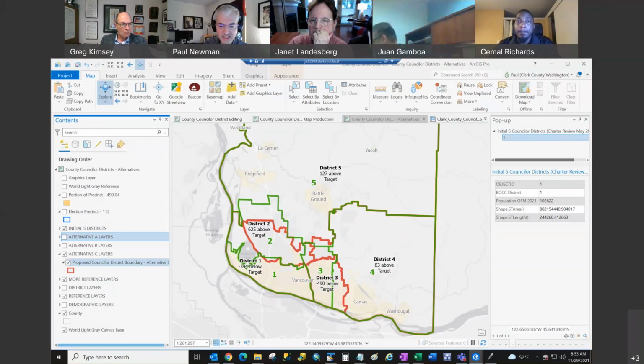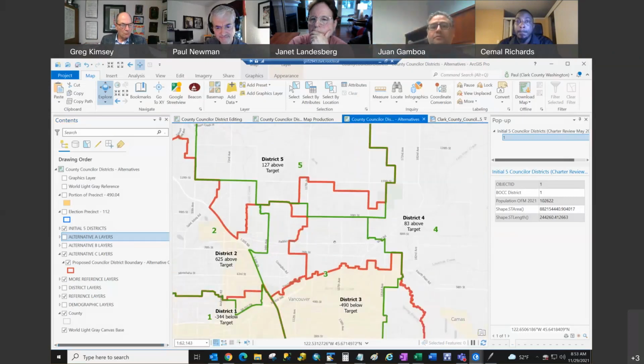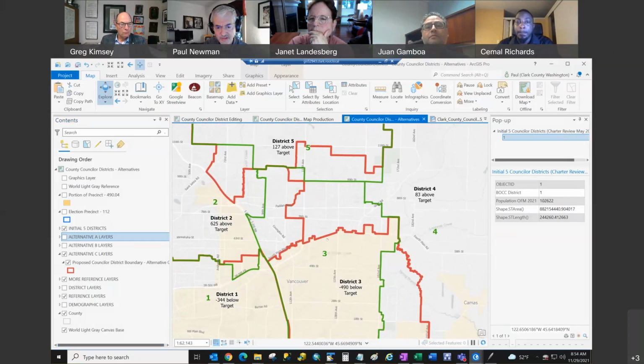But yeah, the main intent of alternative C was to move this boundary eastward to loop in more of eastern Vancouver. Zooming in here, we see this right on the city boundary, on the northern edge here of 3. That looks fine now, but I'm sure there will be annexations up here.